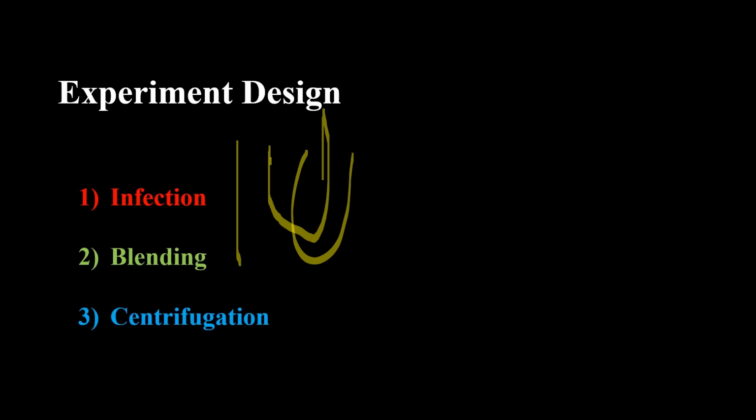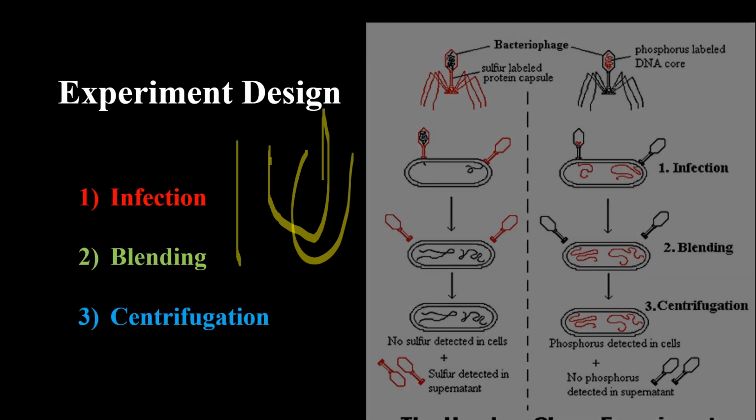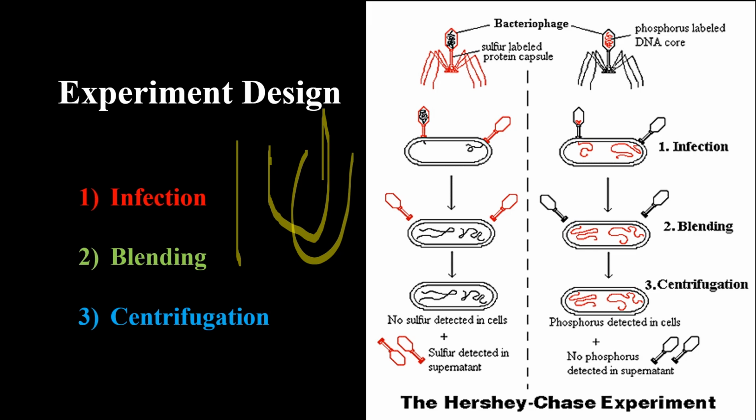This experiment contained three steps. First was the infection, second was blending, and third was centrifugation. In this diagram, you can see two groups of bacteriophages. One has a sulfur-labeled protein capsule and the second has a phosphorus-labeled DNA core. When these bacteriophages infected bacteria, they injected their DNA into the bacterial cell and their protein coats remained outside of the bacterial cell.